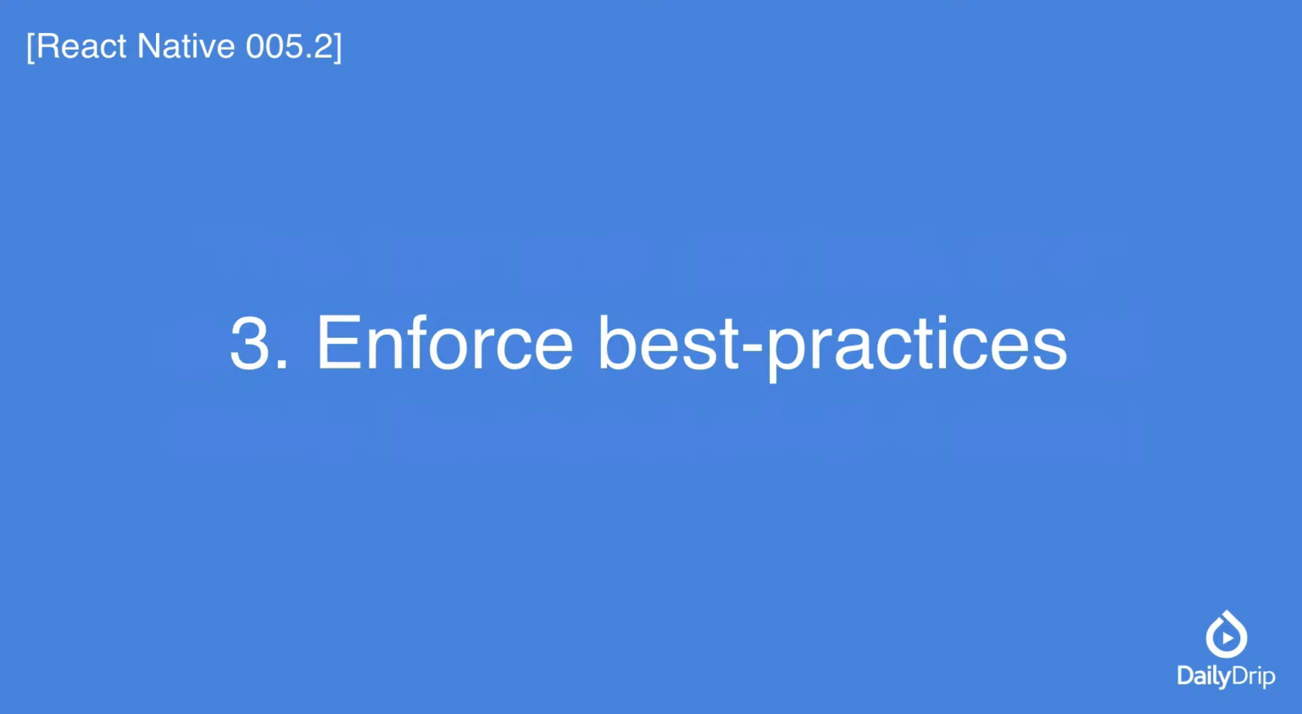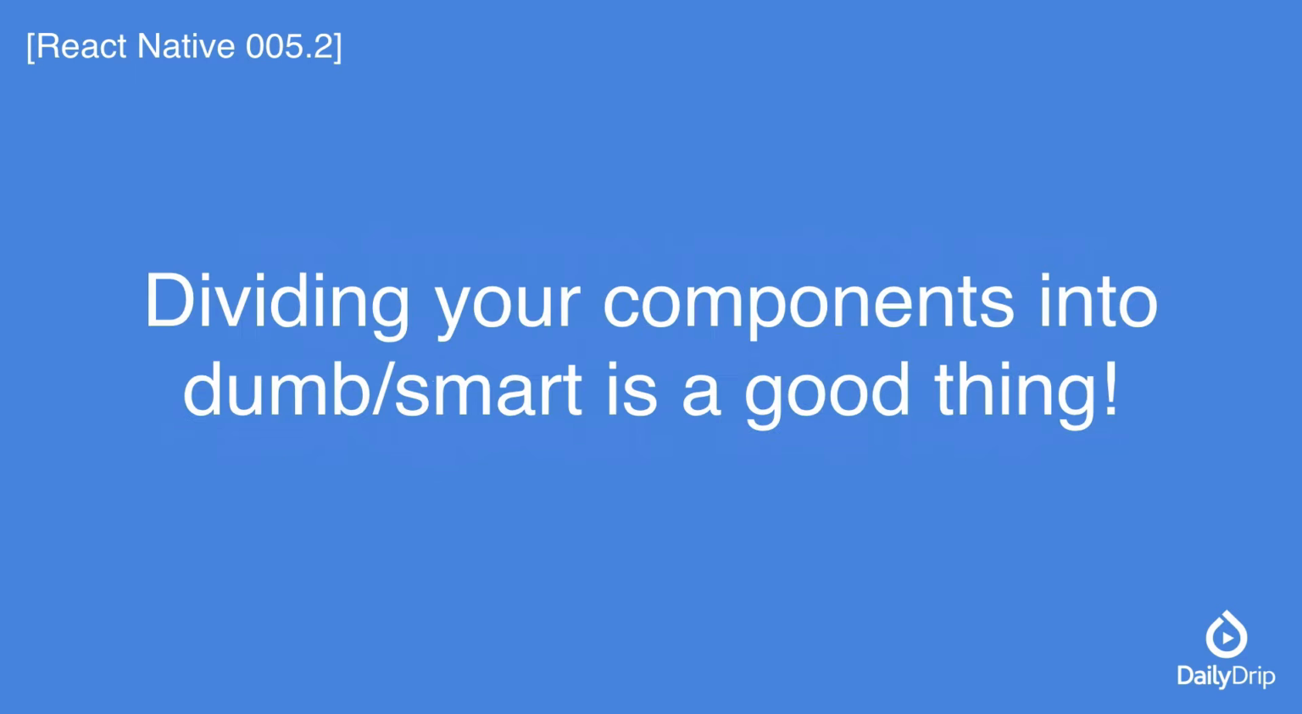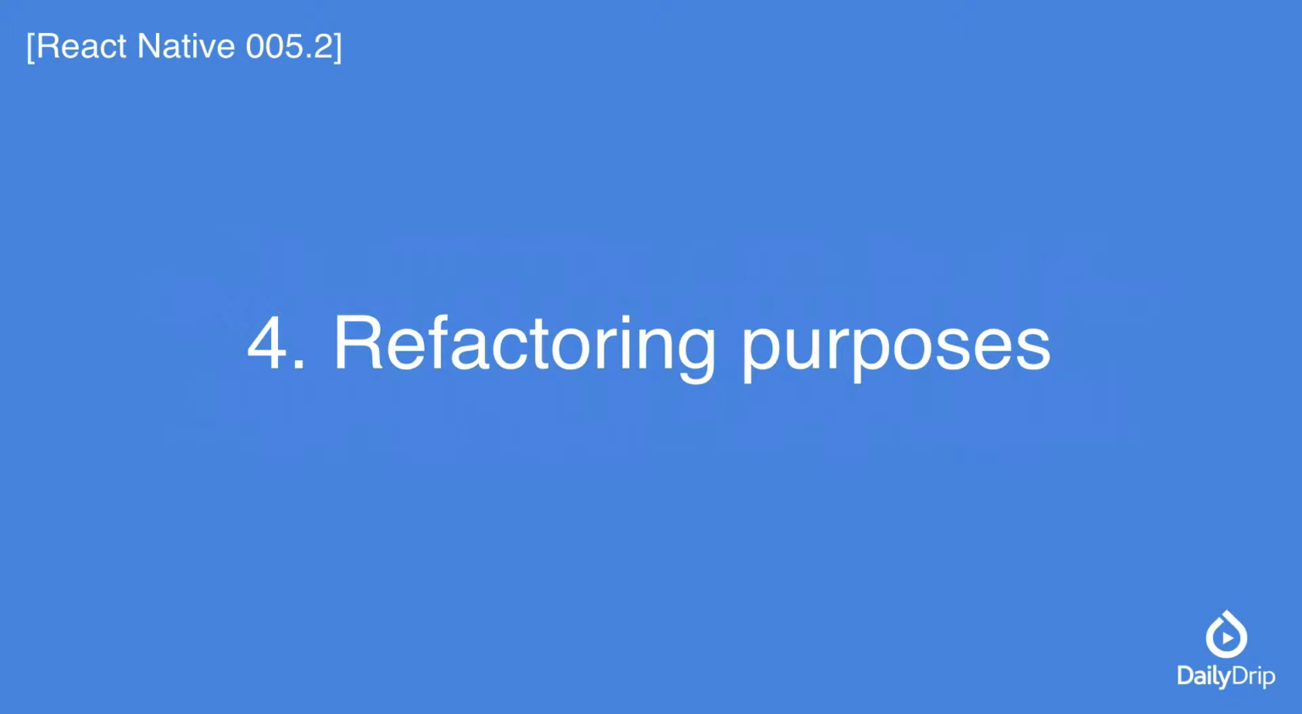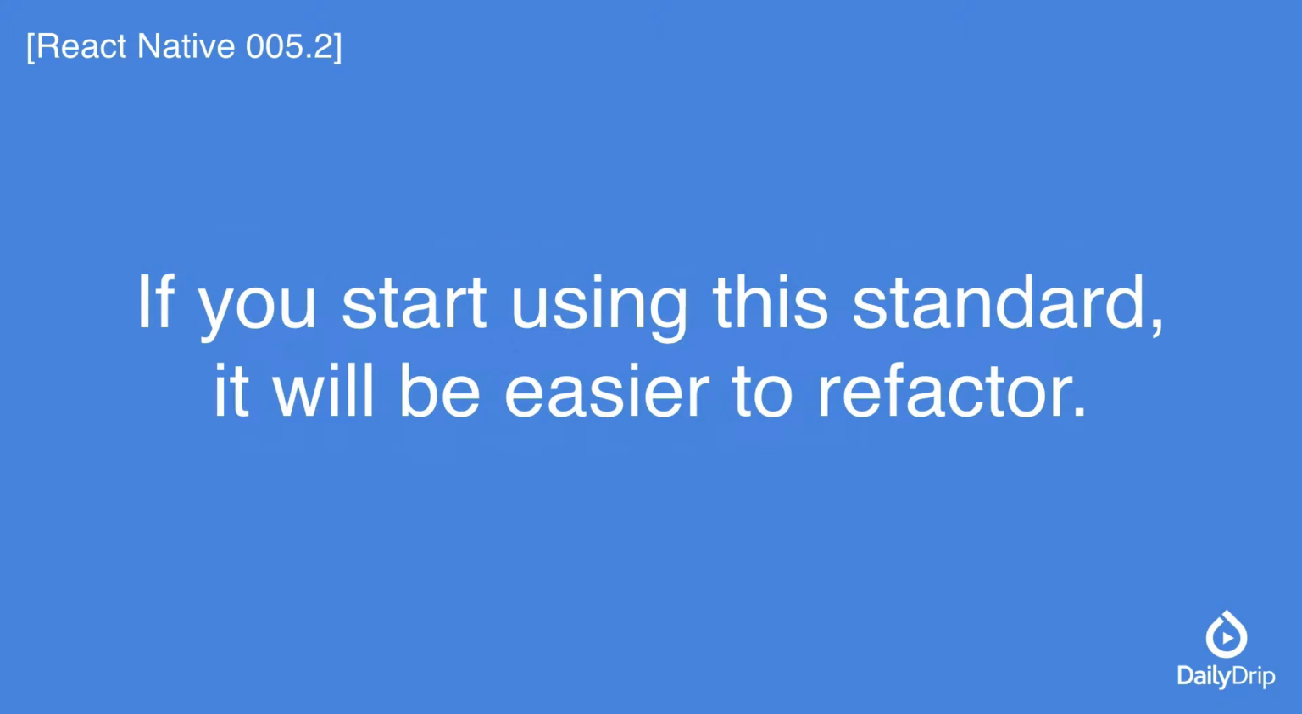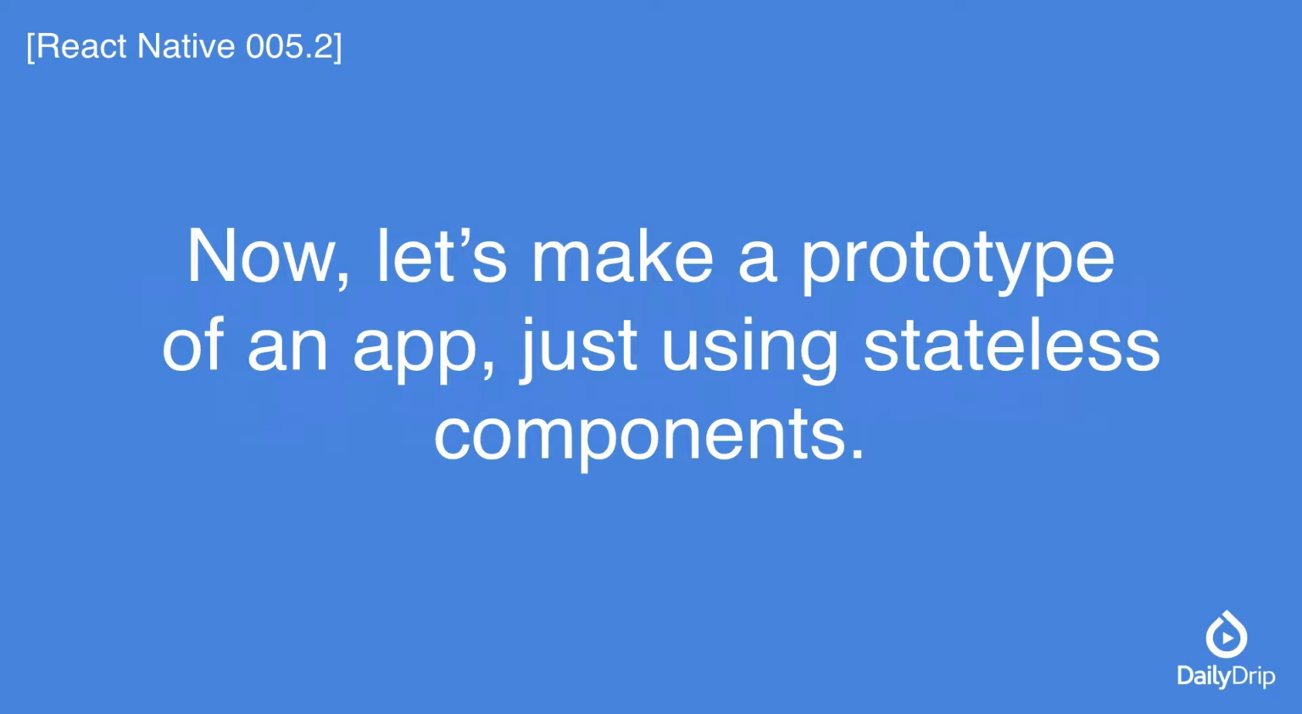Enforce best practice. If you divide your components into dumb and smart components, you probably have a good division and well-structured code. This is good, no? Refactoring purpose. If you want to refactor code later, and if you have divided the code using this standard, it will be easier to refactor. After that, if you use some state library like Redux, it will be easier to add.